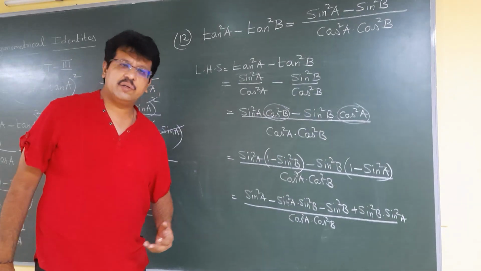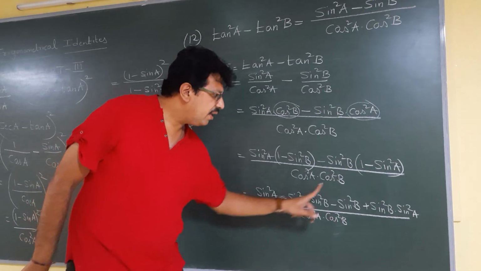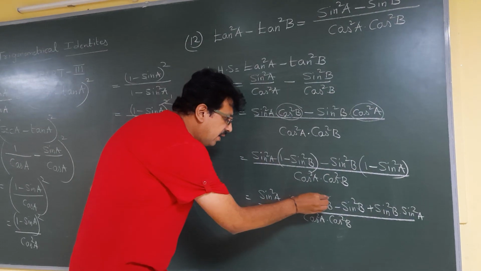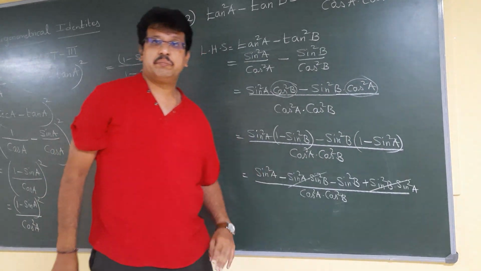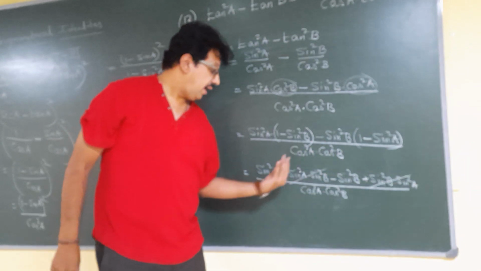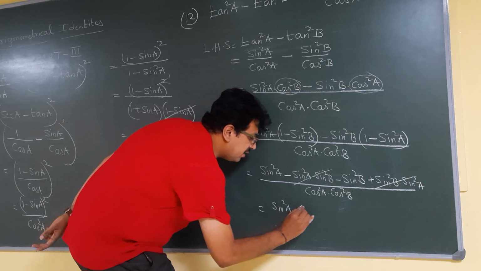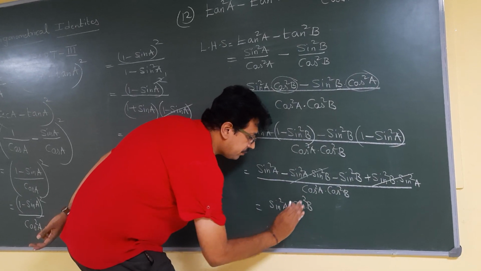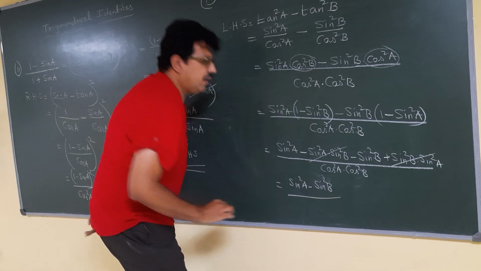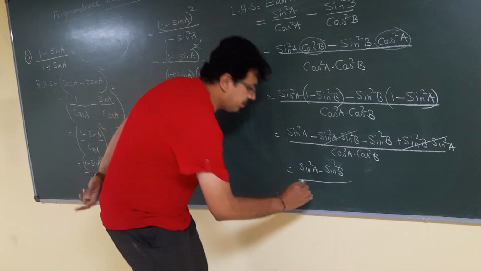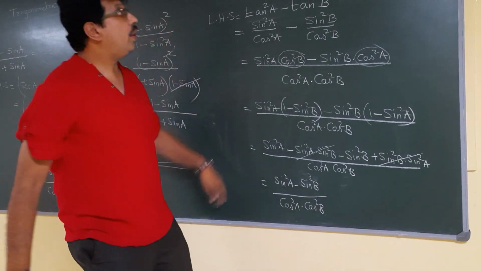You can observe very carefully, children. Sin square A into sin square B is there, sin square B into sin square A is there. Here minus is there, here plus is there. What should we do here? It will get cancelled, because all of you know that it is minus here, plus is there. That is how it gets cancelled, that's the reason. And what are the remaining terms here? That is sin square A minus sin square B, divided by cos square A into cos square B. That is your RHS.